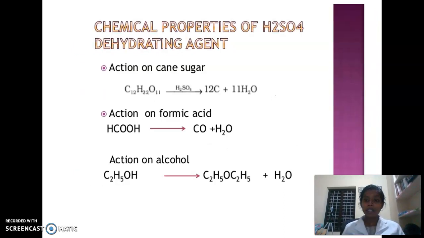Looking at the chemical properties of sulfuric acid, it acts as a highly dehydrating agent. It can act on cane sugar to produce carbon. It acts on formic acid to produce carbon monoxide. It acts on alcohol to produce ethyl acetate.